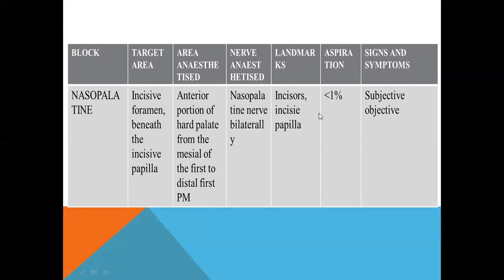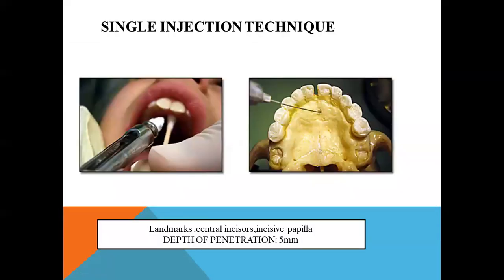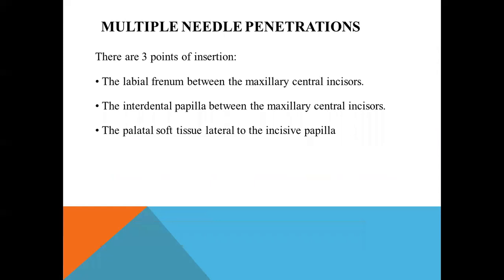The area anesthetized will be the anterior portion of the palate from the mesial of the first premolar to the distal of the first premolar. The nerve anesthetized will be the nasopalatine nerve bilaterally. Landmarks will be the incisive foramen and the incisive papilla. Aspiration is less than 1%, and the patient will have both subjective and objective signs. This picture shows the injection technique where the landmarks are the central incisors and the incisive papilla. The depth of penetration will be 5 mm.